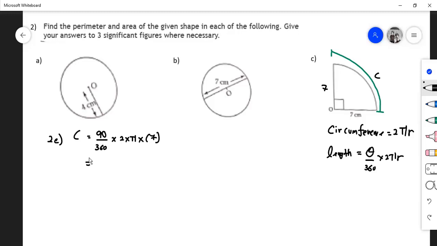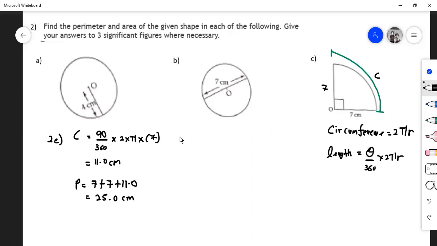Okay, so you can press your calculator, you should get your answer: 90 over 360 times 2 times pi times r, which is 7, and I'll get 10.9, so it becomes 11.0 cm. Okay, so now I got the C. To find the perimeter will be 7 plus 7 plus 11.0. 14 plus 11 is 25.0 cm. So I found the perimeter already.